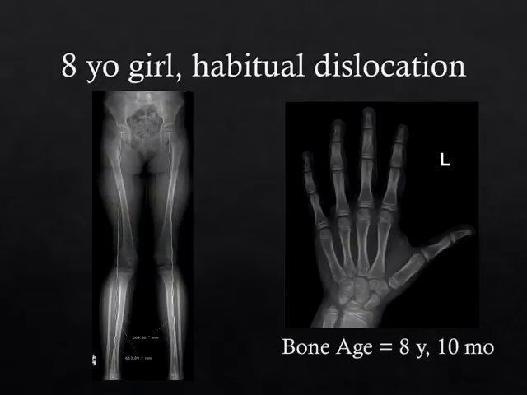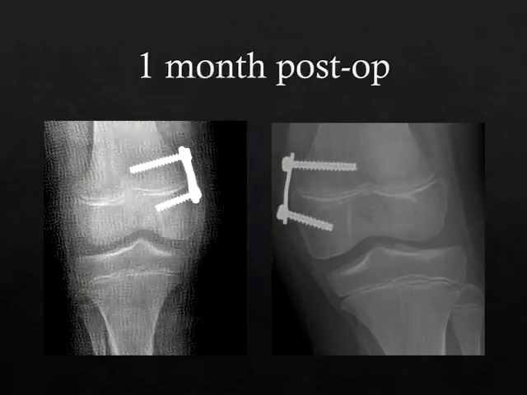So before they do surgery in anyone who's skeletally immature and they're thinking about potentially realigning bones or disrupting physes, they will get a standing AP view of the bilateral lower extremities to check for any existing leg length discrepancies or angular deformities. You can see here she has bilateral genu valgum, which was probably also contributing to her patellar instability. And then we just verify a bone age with an AP radiograph using the standard Greulich and Pyle method.